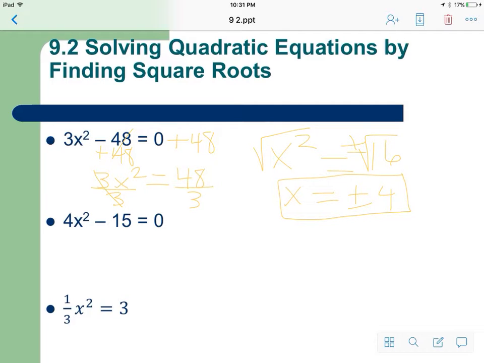Alright, the second one here on this slide, you're going to do it the same way you did number 1. I'll let you get started. The problem reads 4x squared minus 15 is equal to 0. So I'm going to work it while you do. You go ahead, and then you can look up and see if you get the same answer that I do.